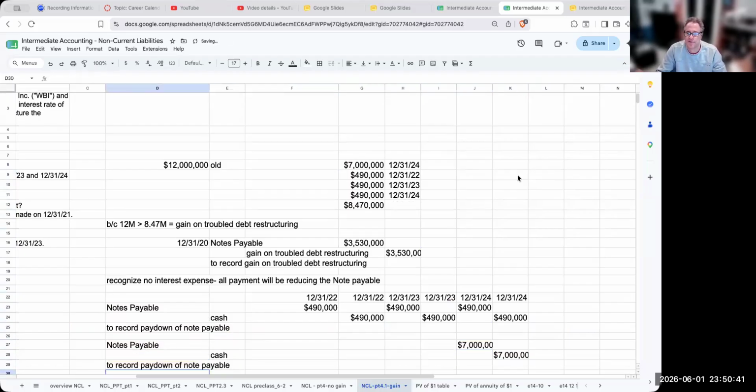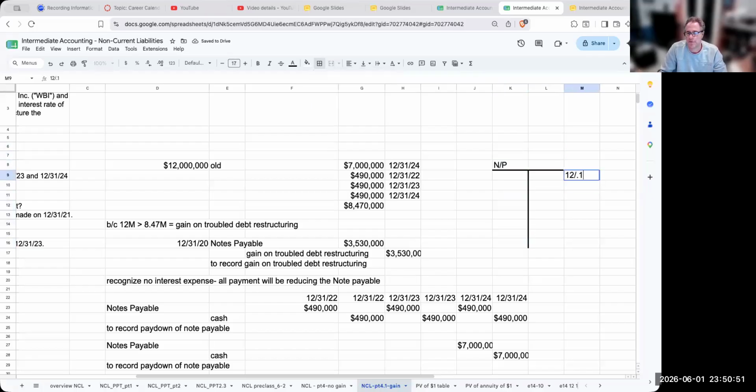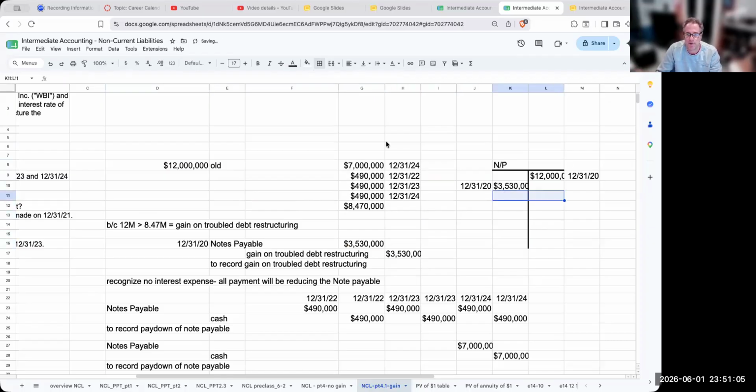Okay, and if we look at this from a note payable perspective, right? So here we basically had on 12/31/20, the note payable had a value of 12 million. On 12/31/20, I basically did a reduction to make it 5,530,000, giving us a balance here of 8,470,000. Then I basically had these payments coming out.